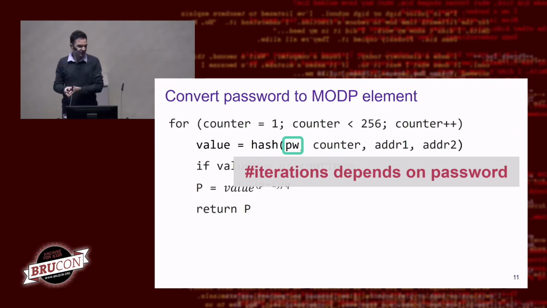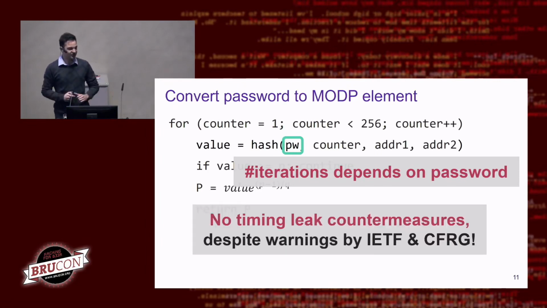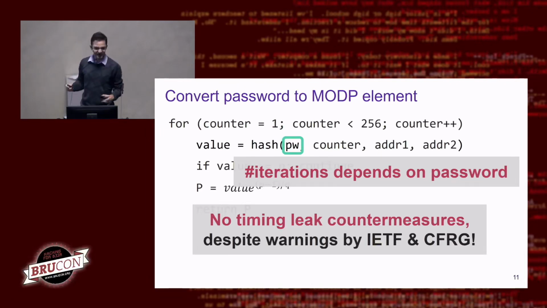But for a different password, for password B, I maybe need multiple iterations here in this for loop. And this means that the execution time of this algorithm depends on the password being used. And this is a bad thing because this is essentially a timing side channel, and we will be able to abuse this leaked information to then brute force the password. And it is a bit surprising that there are no countermeasures against this timing leak, because the designers of this algorithm were actually warned about this issue by both the IETF and the CFRG.